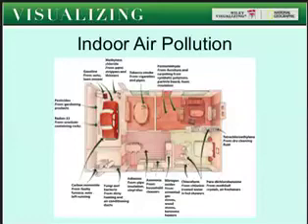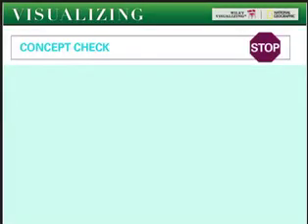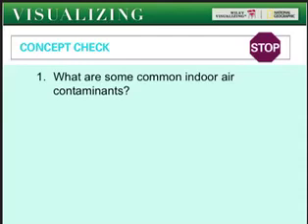So we get to our next concept check. What are some common indoor air contaminants? Well, these include radon, cigarette smoke, carbon monoxide, nitrogen oxide, formaldehyde, household pesticides, cleaning solvents, ozone, and asbestos.